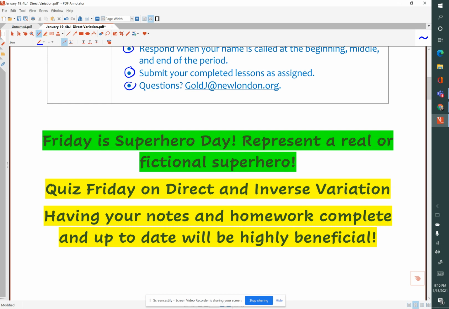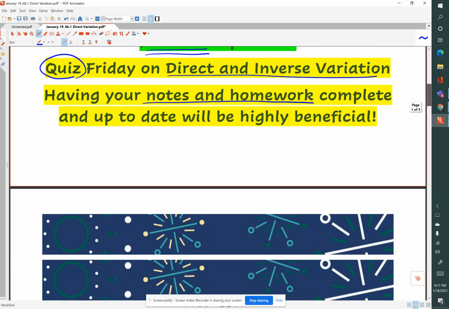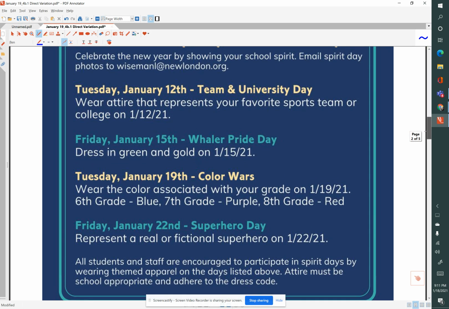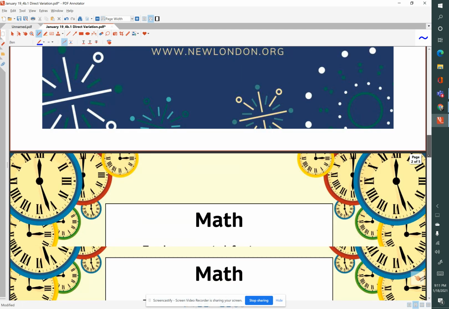Also, Friday, we have a superhero virtual day. You can represent a real or fictional superhero. Friday, we'll have that quiz on direct and inverse variation. And you will be permitted to have your notes and homework with you, and having those complete and up to date will be highly beneficial so that you can get done in one period. That's all you'll have to do. So this is our Spirit Day flyer. We have one Spirit Day left after today, which is Superhero Day.